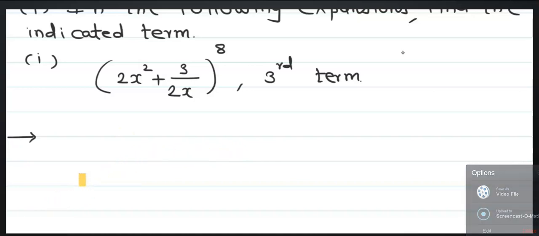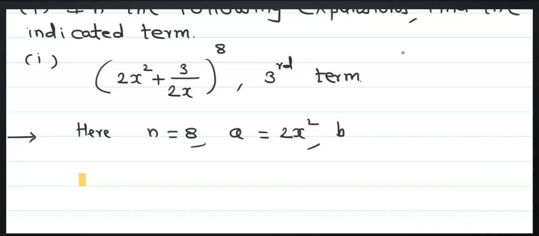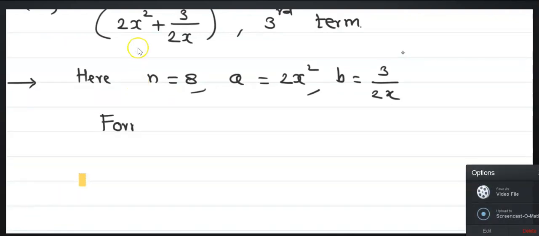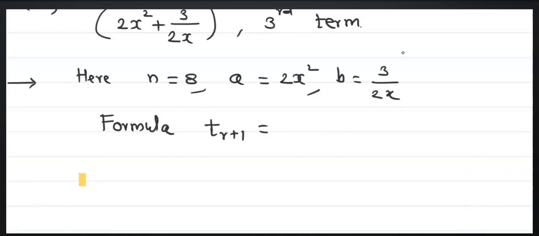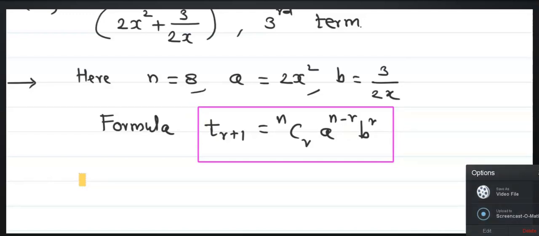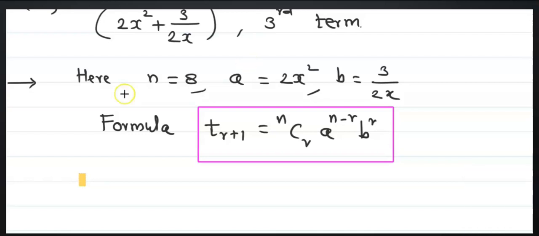Now see how I have solved this. In this case, I treated 2x square as a and b as 3 upon 2x, with n equal to 8. Now the formula is T suffix r plus 1 is equal to nCr, a raised to n minus r, b raised to r. This is the formula that you have to remember. Then substitute the values.